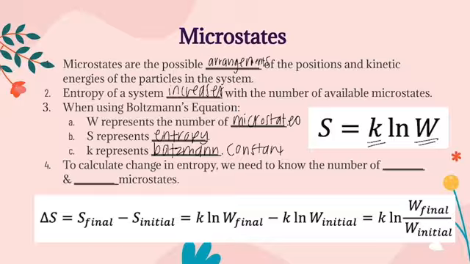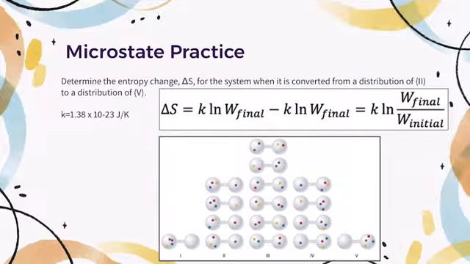So to calculate change in entropy, we need to know the number of initial and final microstates. Just if we had initial and final volume, but in this case, we're just going to plug it into this part of our equation for W's on top and bottom instead of V's. So coming down, let's do a little bit of practice.